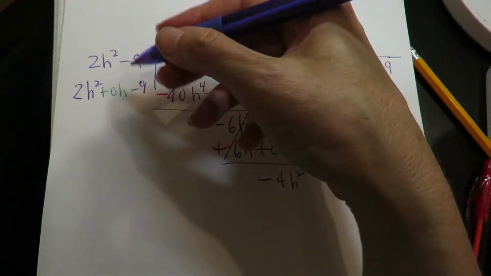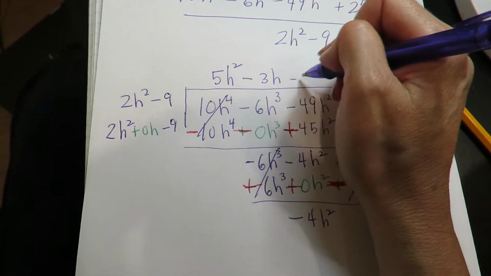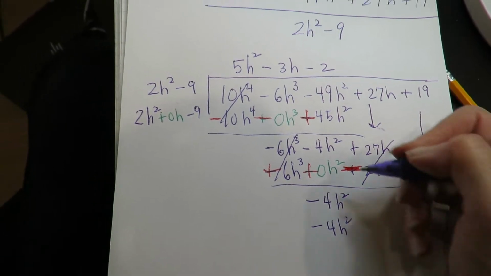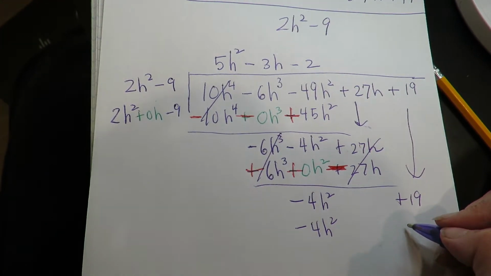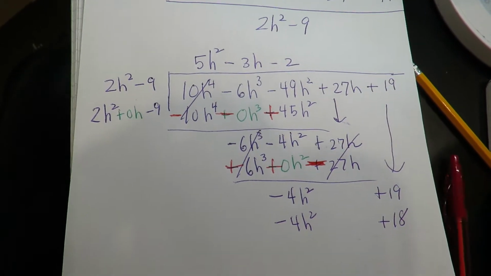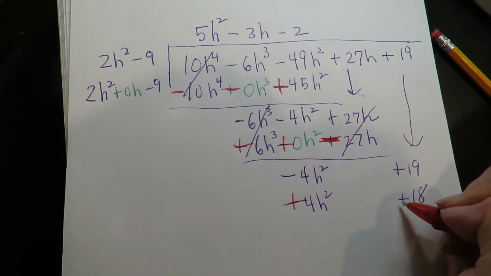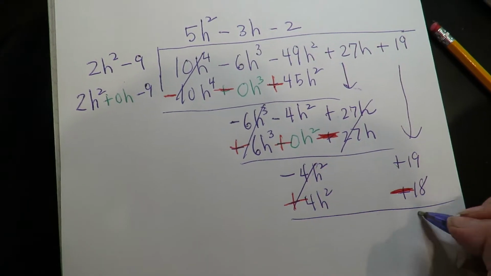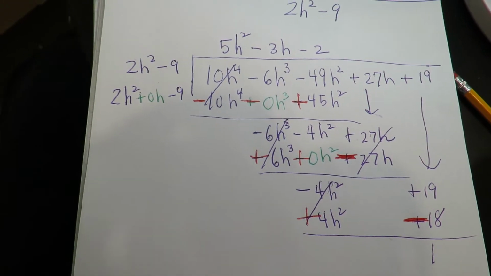Alright, last swing through. Going to multiply this by a -2. So this times this is -4h squared. This times this is positive 18. Alright, I'm going to opposite my signs. This goes, this is a 1. Okay, woo, that was a long one.